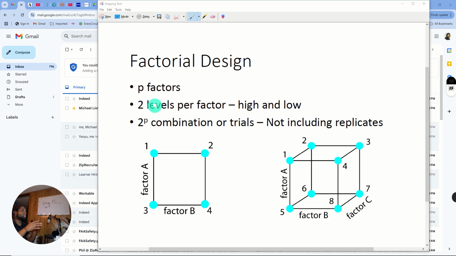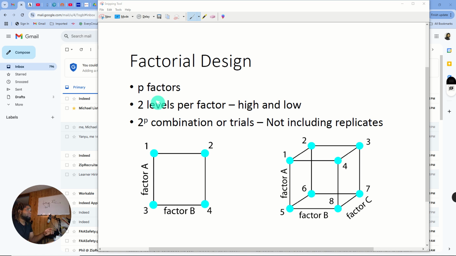The next one is an 8 trial test that has 3 factors, right? You see factor A, B, and C, so it has 3 factors, and it's showing you that if we have 3 factors, we need to use 8 tests. If we have 2 factors, we need to use 4 tests. That's all that's depicting there.